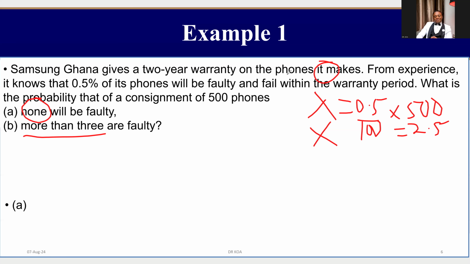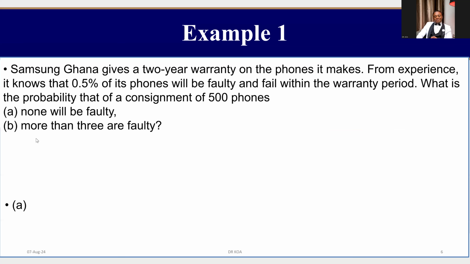Now that you have the 2.5, prove the probability that out of that consignment, none of them will be faulty. Substitute into the probability formula. And let's look at the A part. None will be faulty. Remember that formula is very simple. Let me know when you're done.